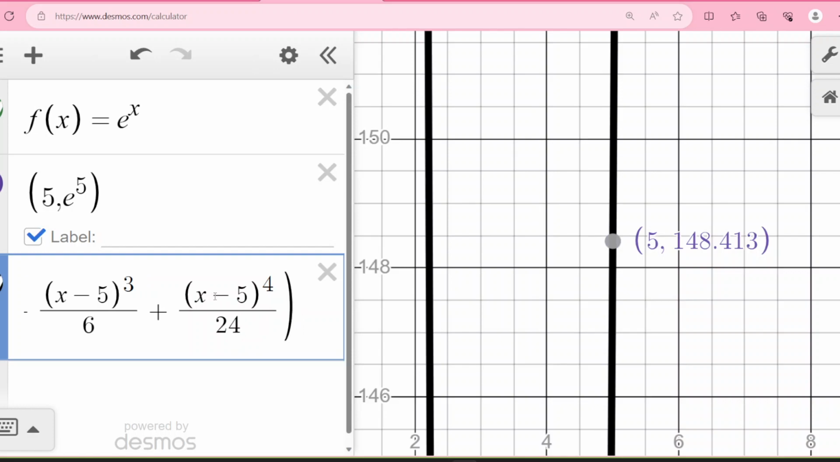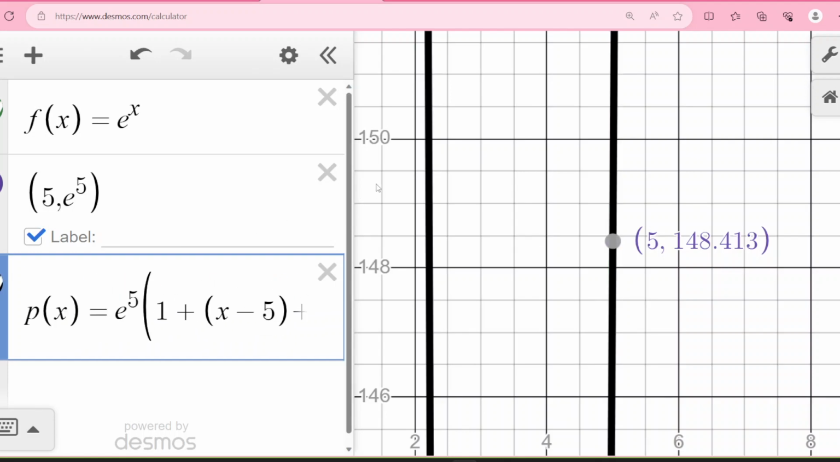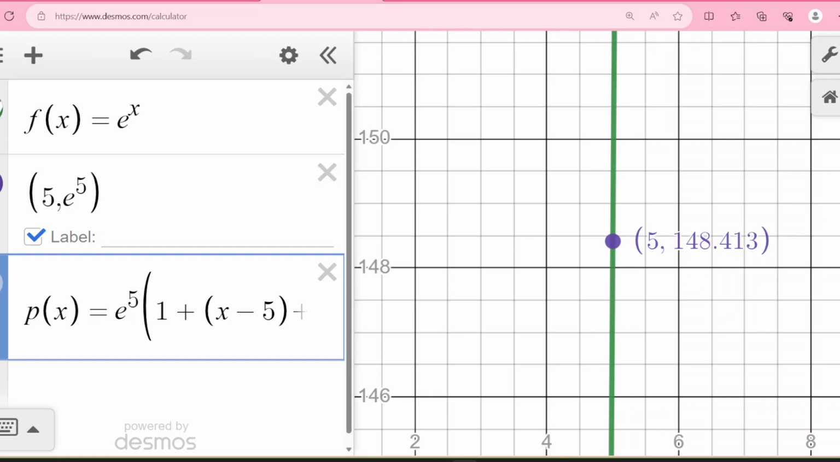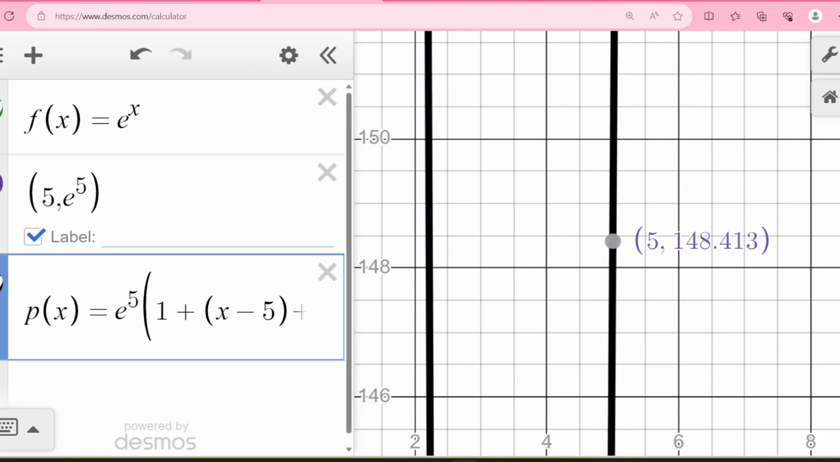And you see the black graph is basically on top of that green one. I know there's more of the black graph here, but if you look around where x equals 5 on the e to the x function, it's a very, very good approximation. It's basically the same graph almost.